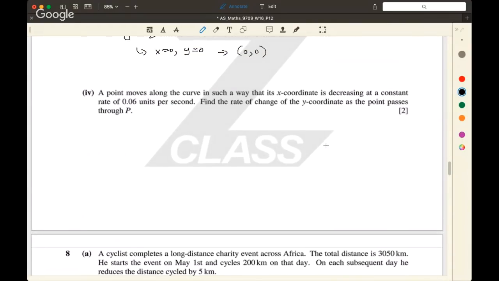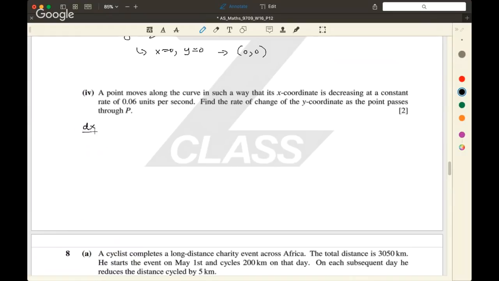Okay, last bit of this question, sub-question 4. So we have a point that moves along a curve. So we're talking about a rate of change of things in terms of time. We're told that the x-coordinate is decreasing at a constant rate of 0.06 units per second.